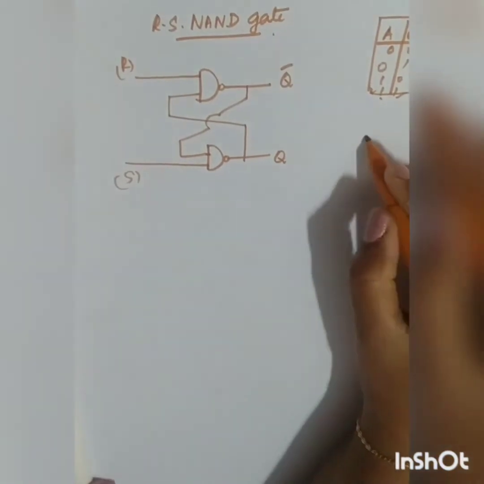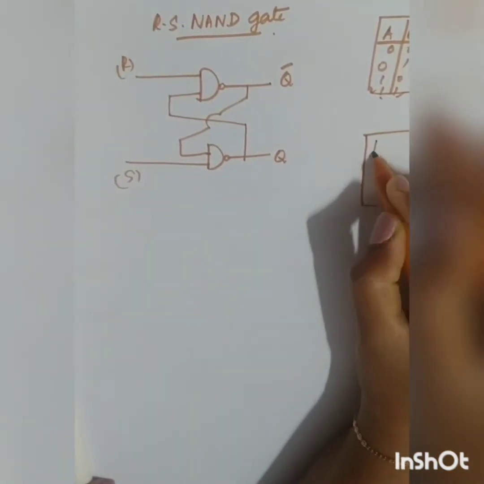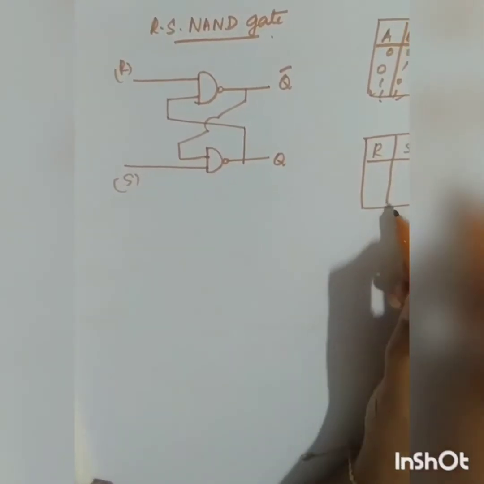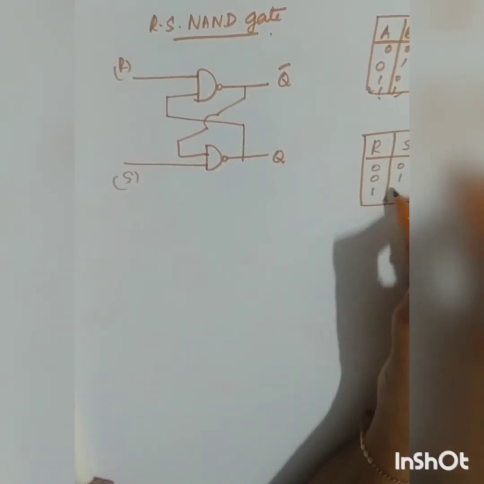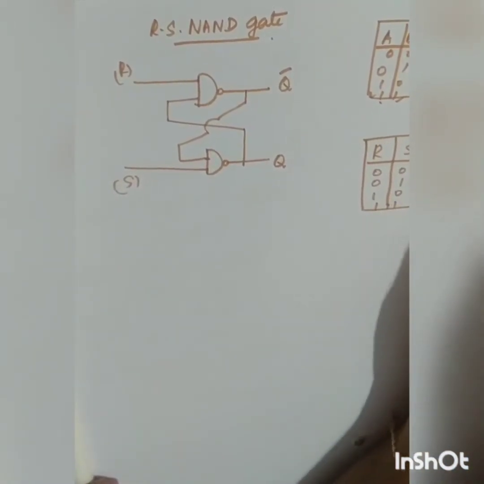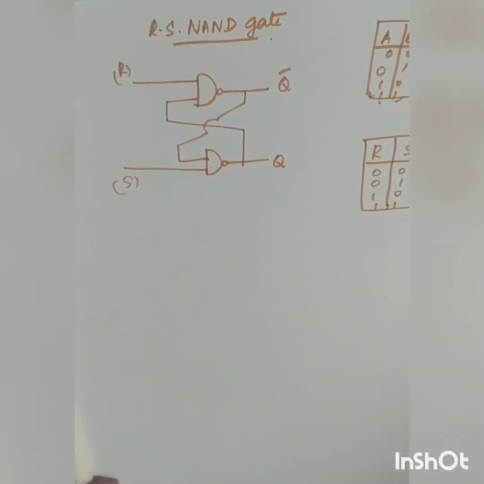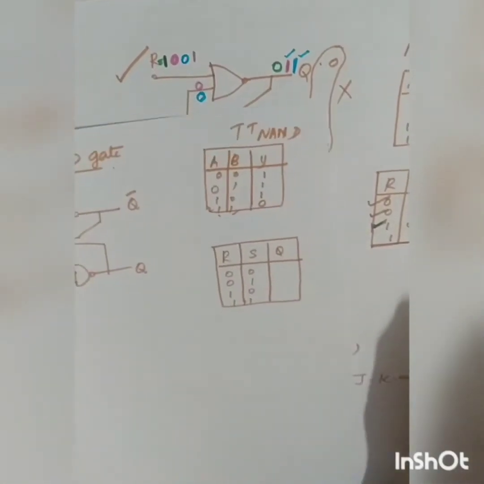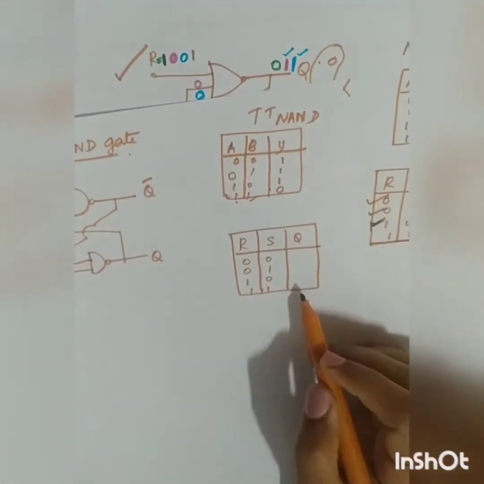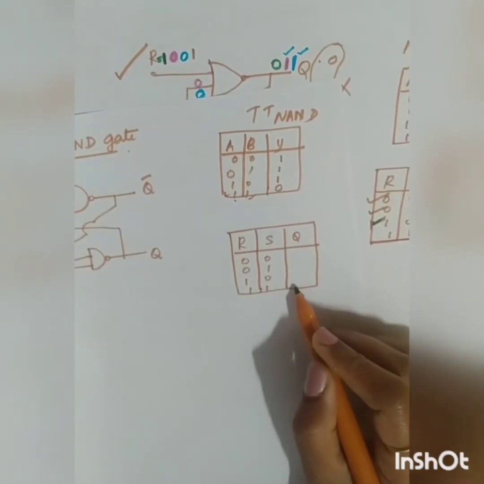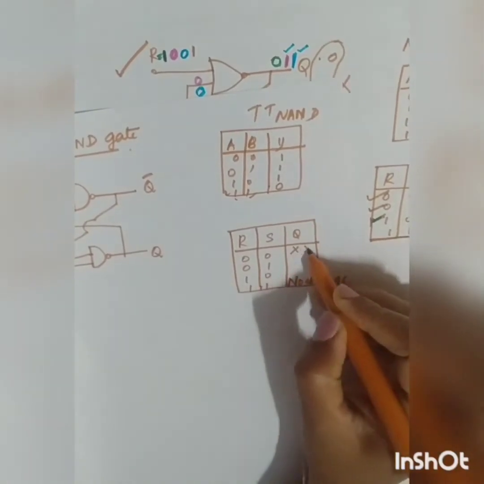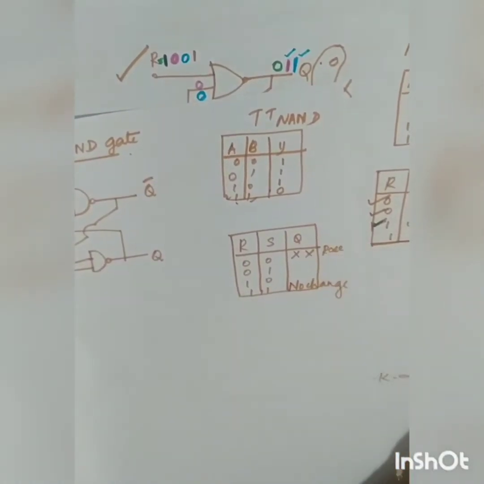Okay. Now we have to construct a truth table of your R, S, Q. You can write it in any way. S, R, Q also is okay. So 0 0, 0 1, 1 0, 1 1. So in the previous case, what was your condition? It is just opposite here in the case of using NAND gate. See here, it was 0 0, there is no change. But here it will be ulta. 1 1 will be your no change condition. And 0 0 will be your race condition or undetermined condition.